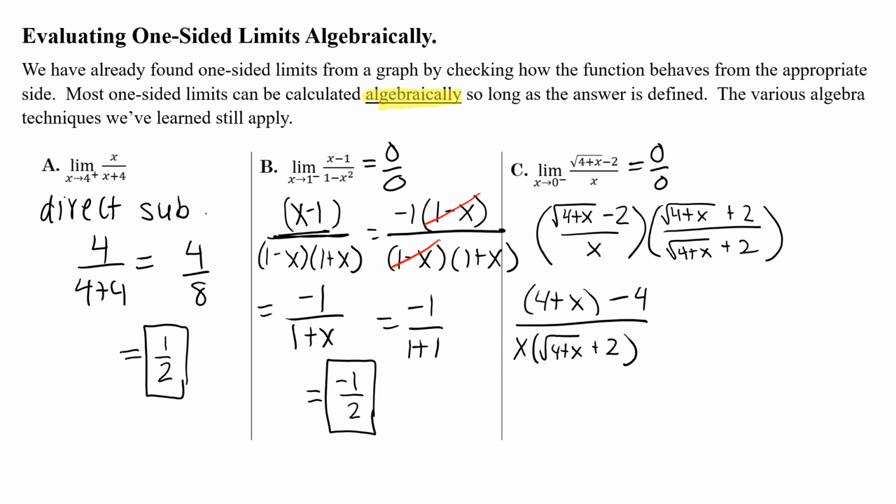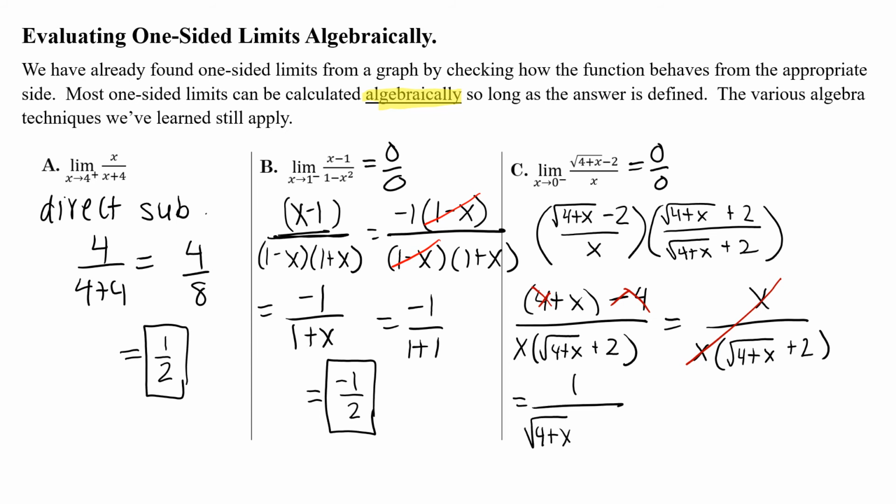Simplifying our numerator, we have a 4 minus 4, so those are going to go away. And we are just left with x over x times the square root of 4 plus x plus 2. Again, our x in the numerator and denominator are going to cancel out, so we have simplified our function down to 1 over the square root of 4 plus x plus 2. Now that we've simplified, we can use that direct substitution. Plugging a 0 in, we would have 1 over the square root of 4 plus 2, and of course the square root of 4 is just 2, so we have 1 over 2 plus 2, which is 1/4.